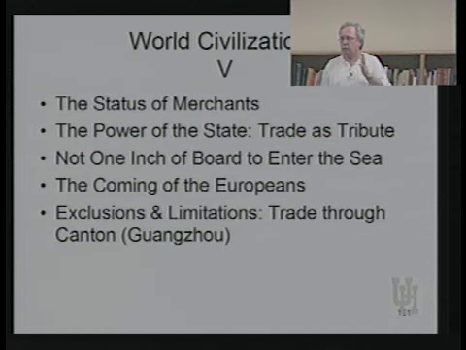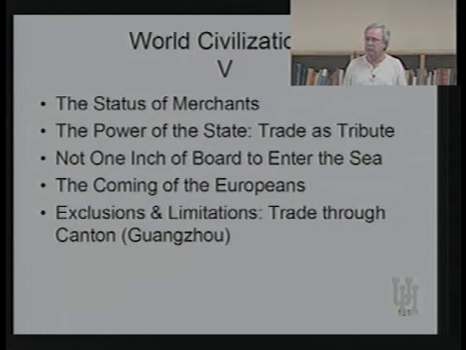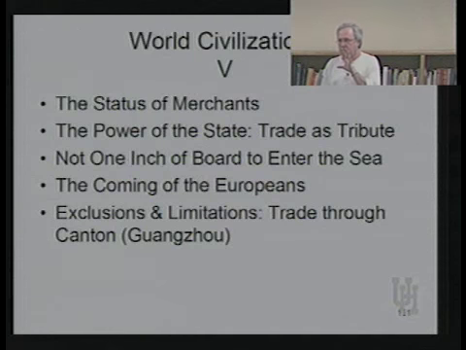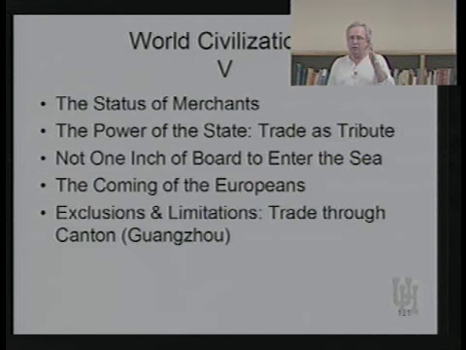In contrast with the Mughal Empire and the Ottoman Empire, China not only sought the payment of tribute, but to control trade very directly, very direct control by the state. At one point, the Ming ordered a cessation of all ocean-going trade, any kind of long-distance trade. The edict said not 1 inch of board is to enter the sea. In other words, no vessels are to sail off to engage in long-distance trade. This coming at a time when the other trading empires are just beginning their rapid expansion.